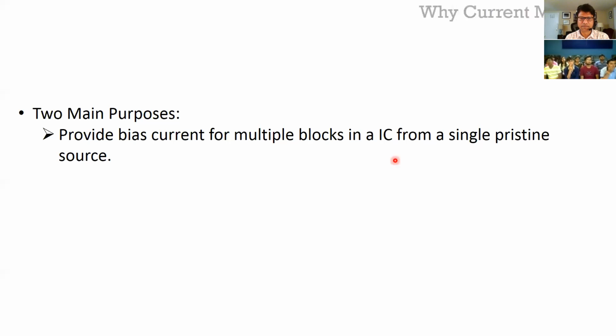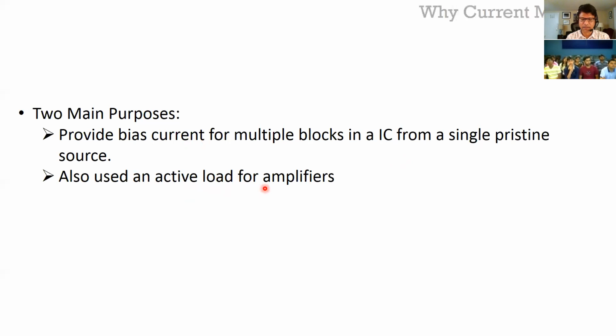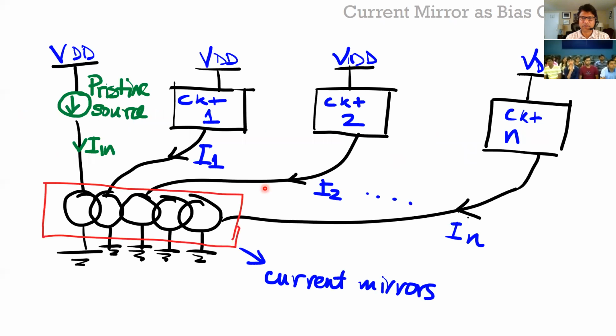And maybe some other time when we do references, I'll explain why we use current instead of voltages. There's a good reason for that as well. And the second reason we use these current sources is for active loads. I'll explain soon what active loads mean for amplifiers. So these are the main two purposes we use current mirrors for.